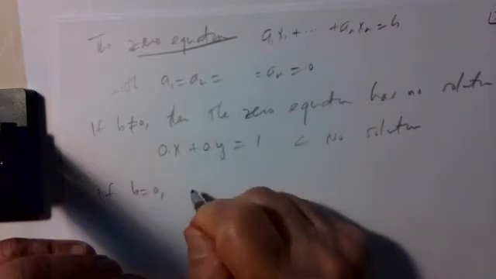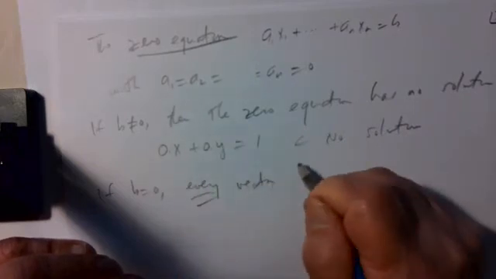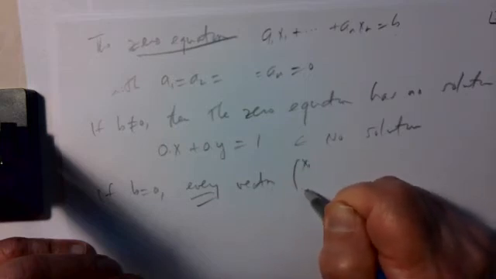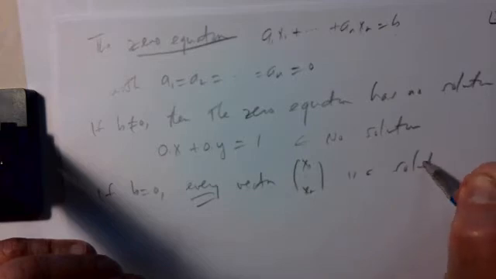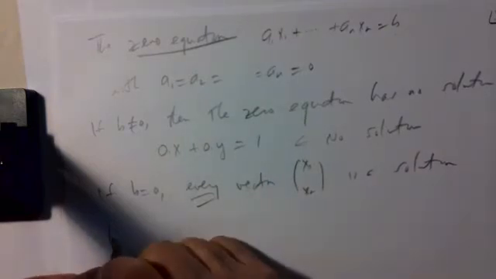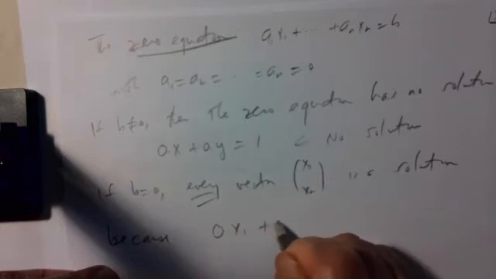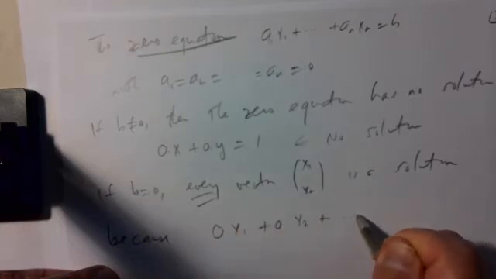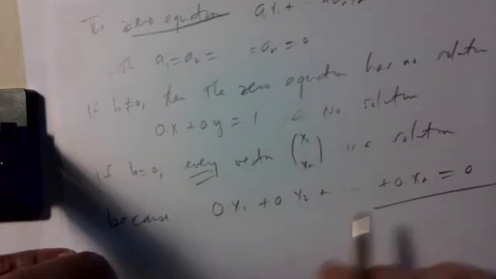If b equals 0, every vector x1 up to xn is a solution, because 0 times x1 plus 0 times x2 up to 0 times xn, no matter what the numbers x1 up to xn are, this is always 0.